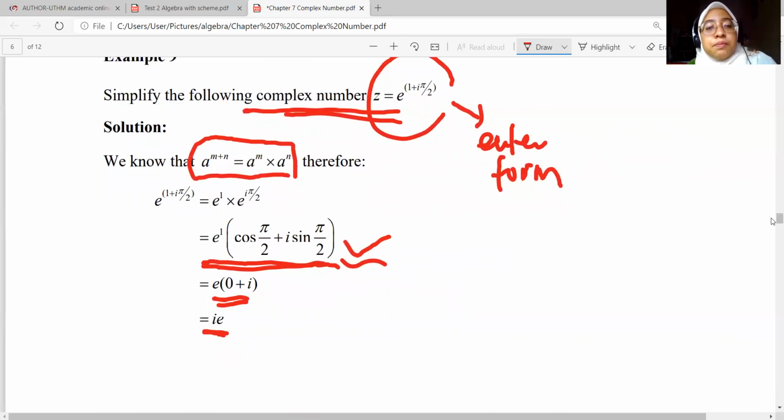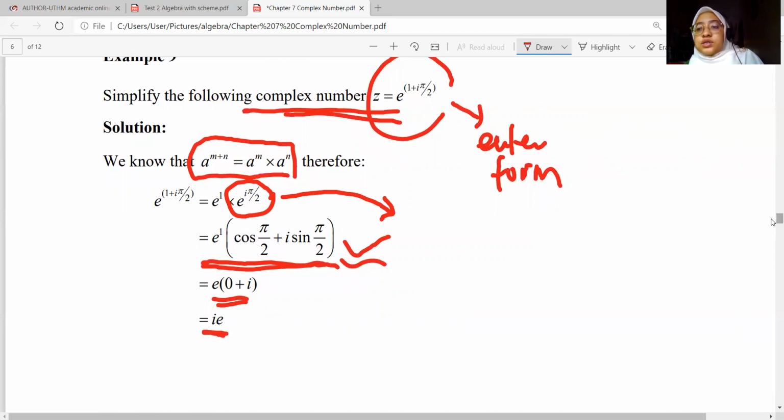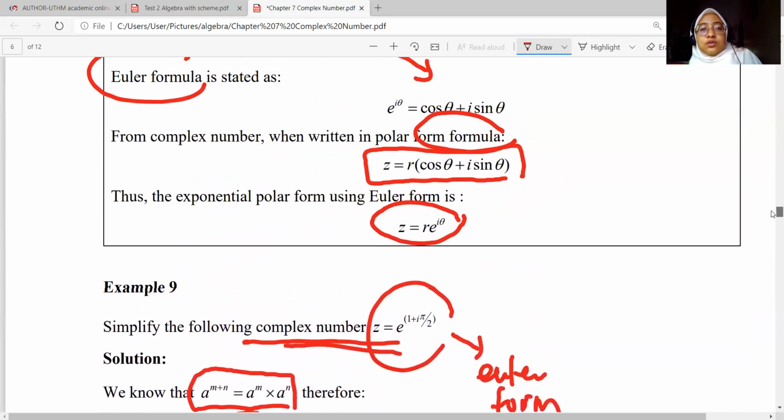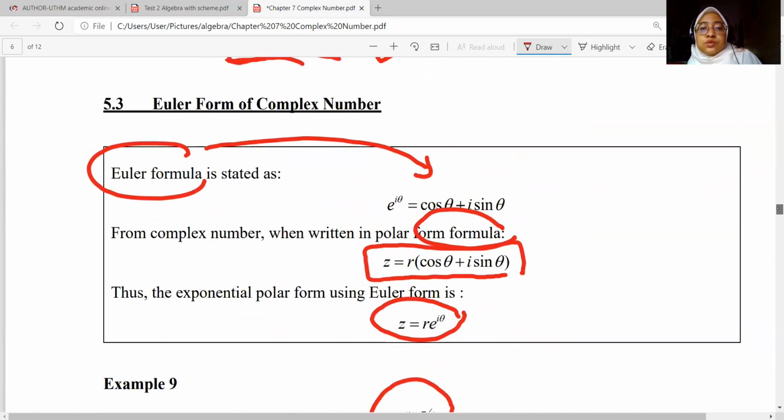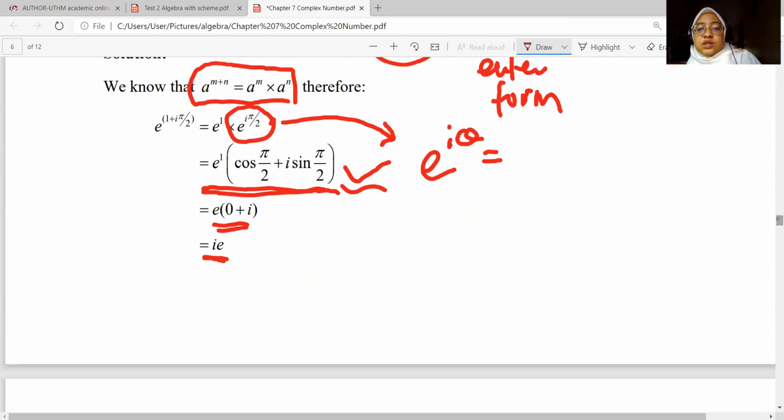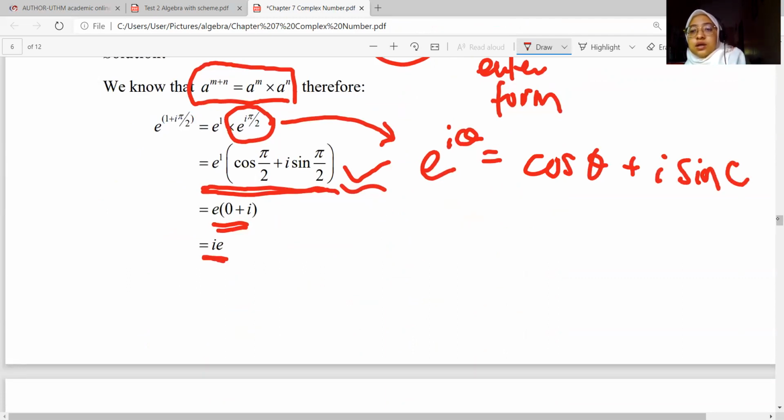Okay, this part is applying the first thing that it tells you, that e^(iθ) is equal to cos θ + i sin θ.